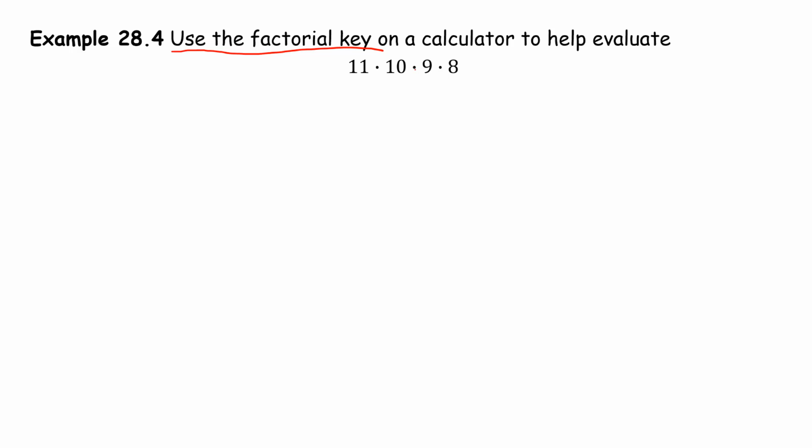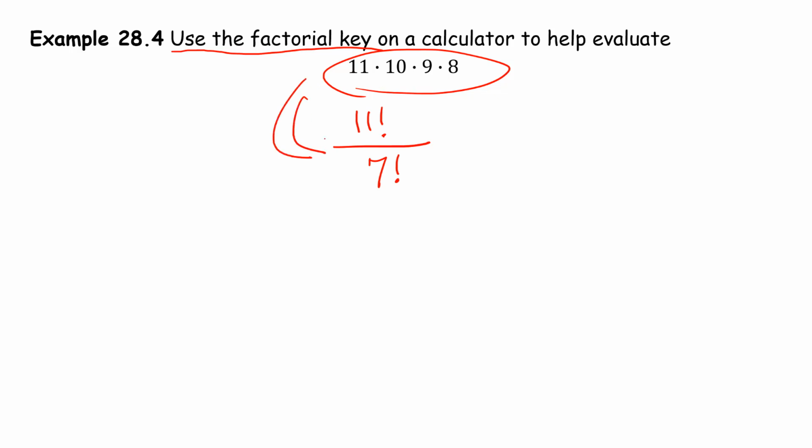So if you wanted to use your factorial key to work with this, you would have to rewrite it as 11 factorial on top. But the thing is, you don't want the 7 times 6 times 5 times 4 times 3 times 2. You just want these numbers. And so if you divide by 7 times 6 times 5 times 4 times 3 times 2 times 1, you will have 11 times 10 times 9 times 8. This equals 11 times 10 times 9 times 8.